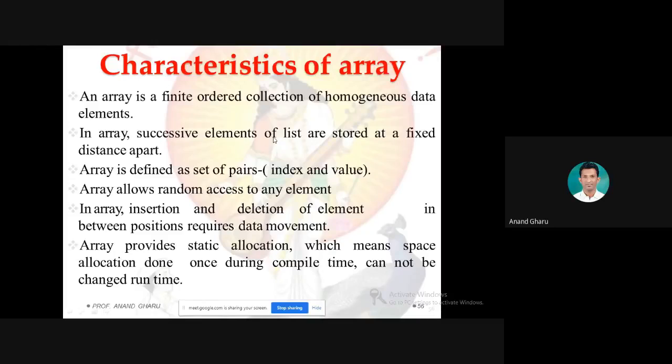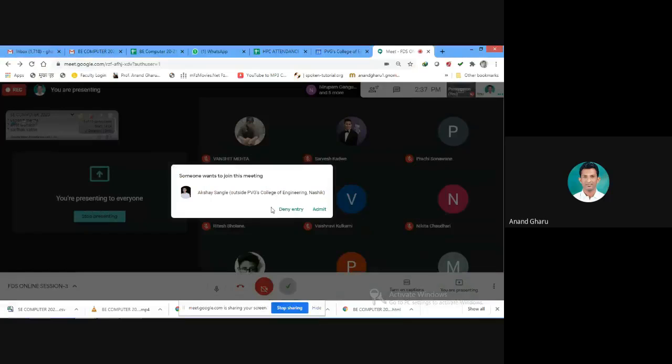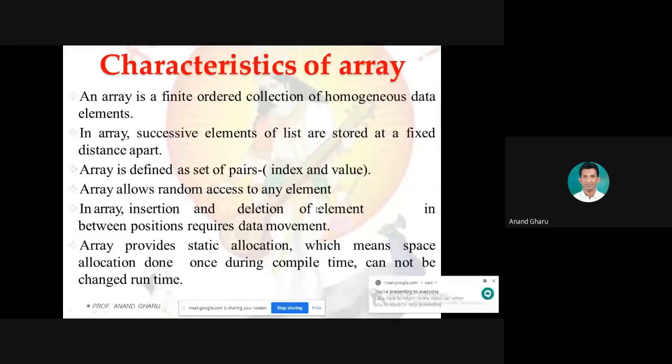In array, successive elements of the list are stored at fixed distance apart. In this array, sequentially we can store the number of elements with a fixed format. Means suppose you have declared the array A of 10, means you can store the elements in a sequential manner. But if you declare the size of the array A of 10, then you can store only 10 elements in that particular array. So that's why it is a fixed distance apart.